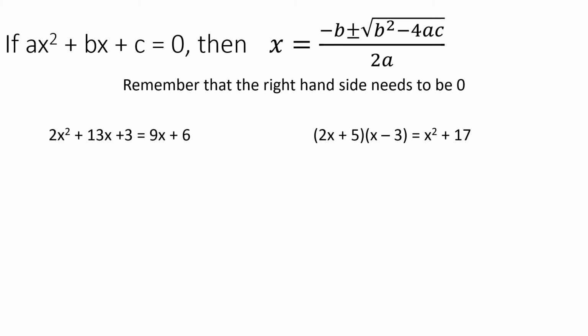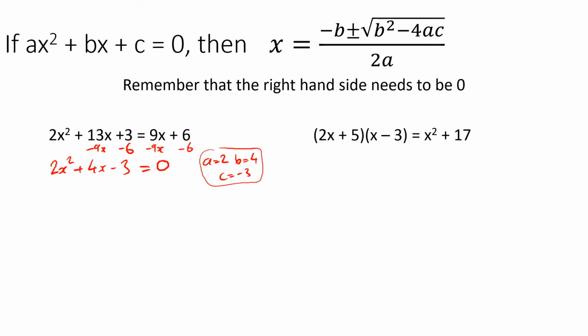So let's look at these as an example of what you'd do. We've got 2x squared plus 13x plus 3 is 9x plus 6. So what we need to do is make the right hand side a 0. So we'll take away 6 from both sides, and we'll take away 9x from both sides. And you can do that in more steps than I am if you want. 2x squared plus 4x minus 3 is 0. Okay, so that gives us that a is 2, b is 4, and c is minus 3.